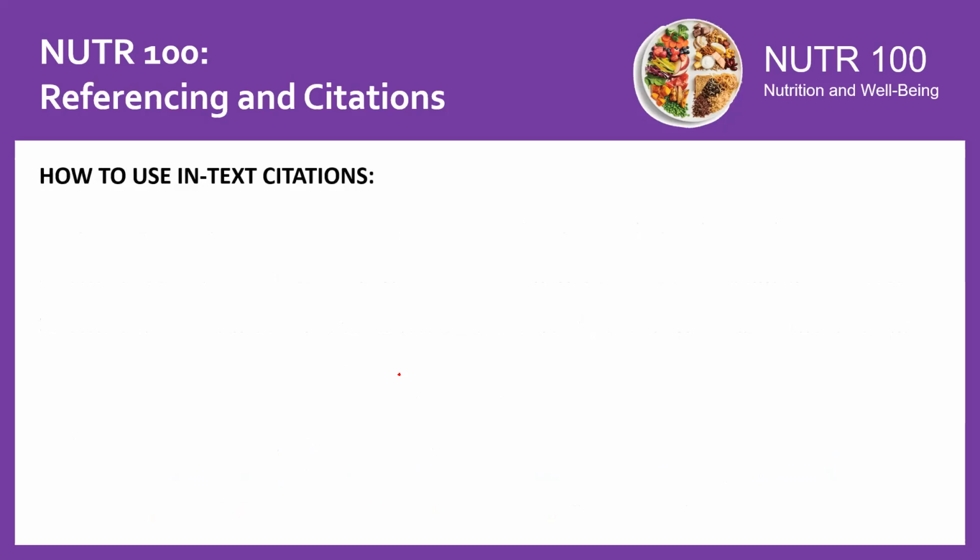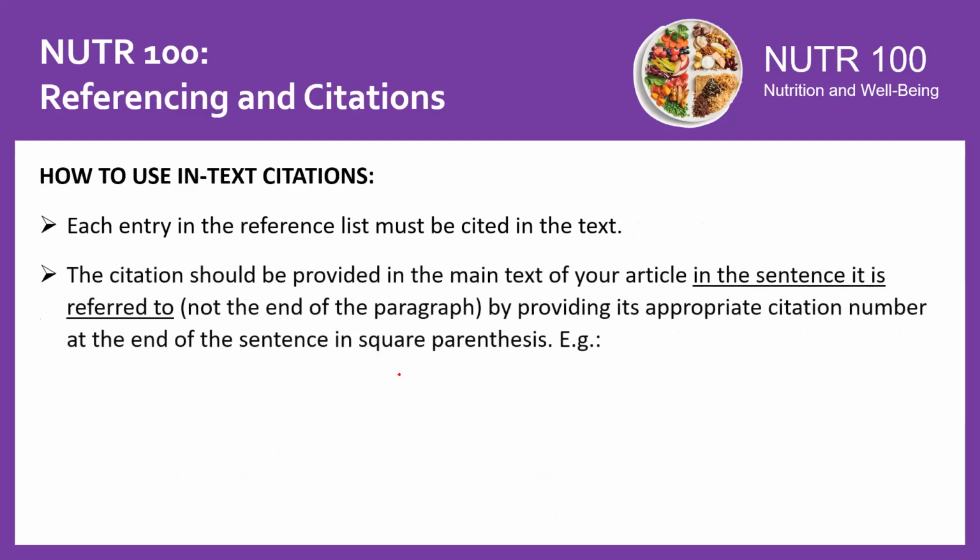So, how to use in-text citations. Just a reminder that anything that is in your reference list should be cited somewhere. That's how this works. The citation is going to be in the sentence where that information is being used. So not at the end of the paragraph, not the beginning of the paragraph, not somewhere else randomly, but in that sentence. If it means that you are putting a citation for every sentence in that paragraph, then so be it. It's much better to overcite than to undercite. So make sure you're doing that properly.